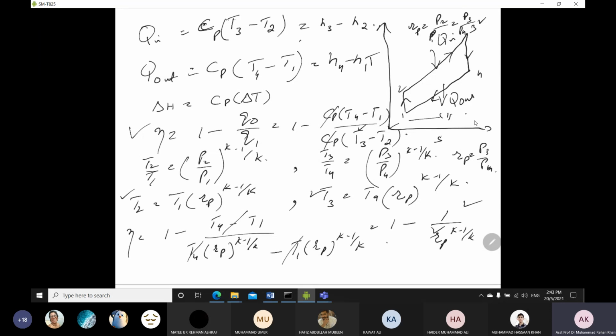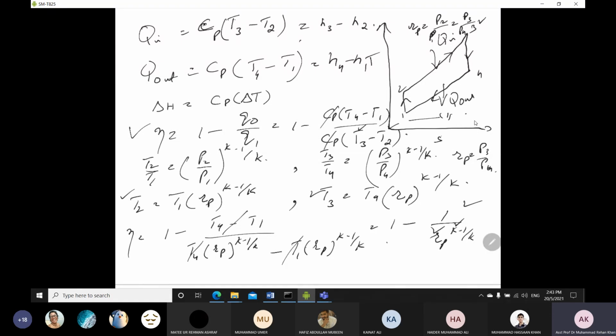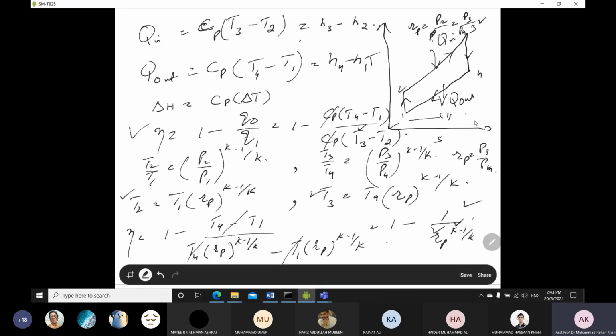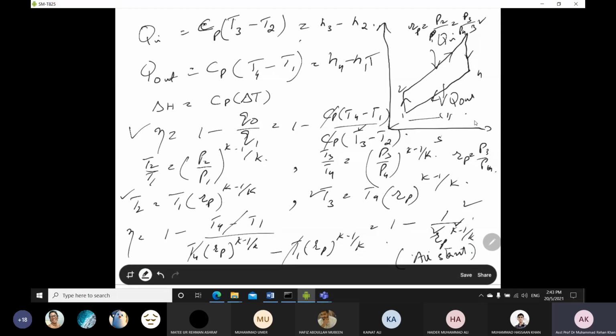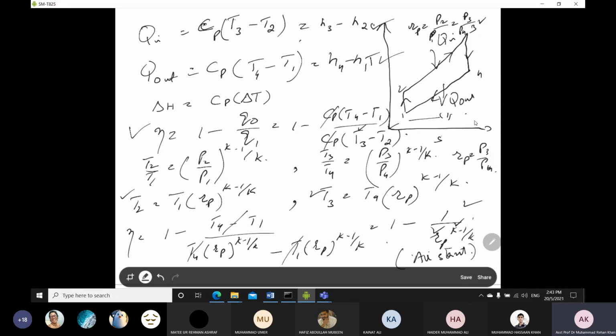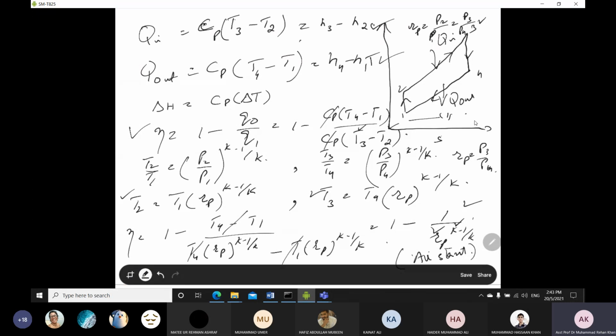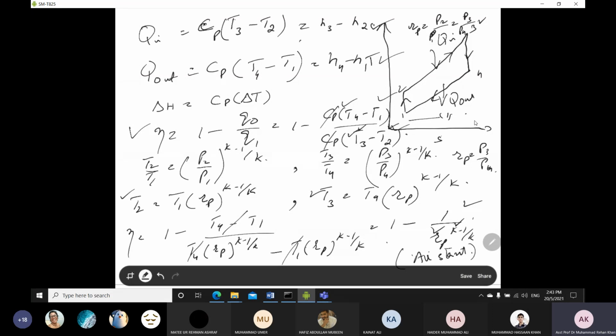So if we have the value of Rp, which is the ratio of maximum pressure to minimum pressure, and we have the value of the specific heat constant, which is K, for the working fluid, we can easily find thermal efficiency for the Brayton cycle. And this relation is only valid for the air standard assumption. And if we have to find for variable specific heat, then we have to use the enthalpy values, H3 minus H2, H4 minus H1, and simply we have to put in these relations so that we will get the value of enthalpy.